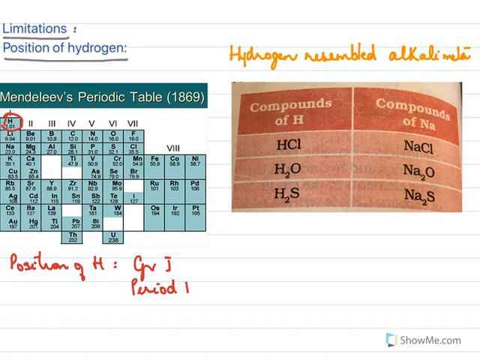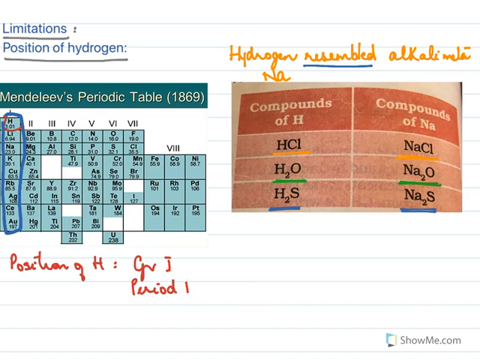Just like the example of sodium. Hydrogen combined with chlorine to form HCl. Sodium, which is an alkali metal, also formed NaCl. Hydrogen combined with oxygen to form H2O. An alkali metal like sodium also formed Na2O. And then hydrogen combined with sulfur to form H2S, and sodium also formed Na2S. So hydrogen resembled alkali metals, which means it had to be put along with the alkali metals, which he did. He put it along with the alkali metals.